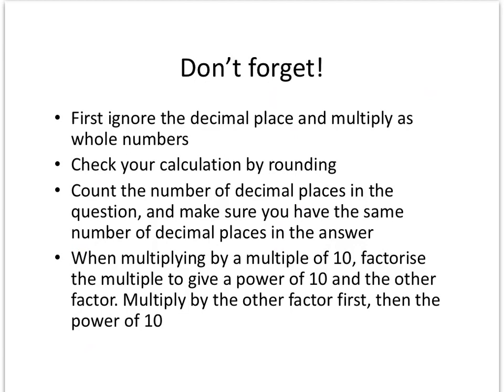Okay, so don't forget, here's some steps for you to think about. First, ignore the decimal place and multiply as if you have whole numbers. Then check your calculation by rounding. Count the number of decimal places in the question and make sure you have the same number of decimal places in the answer. And when you multiply by a multiple of 10, factorize the multiple to give a power of 10 and the other factor. So what I mean by that is if you had 700, the factors were 7 and 100, so we did 7 times 100. Okay, so multiply by the other factor first, and then by the power of 10.